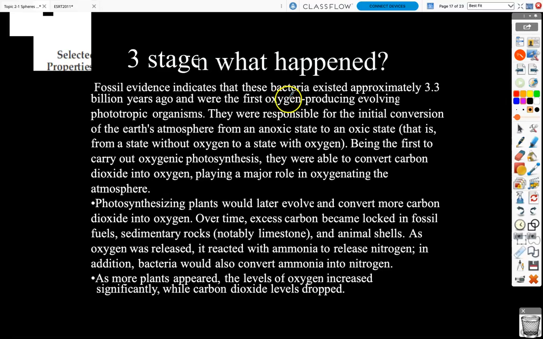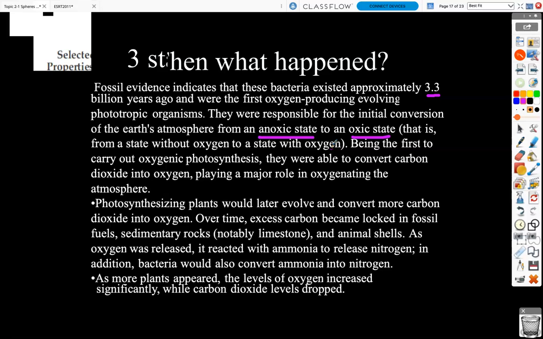Fossil evidence indicates these bacteria existed 3.3 billion years ago and were the first oxygen-producing phototrophic organisms. They were responsible for the initial conversion of our atmosphere from an anoxic state to an oxic state. So we went from no oxygen to now having oxygen. Oceans in the beginning were not blue. They were green. They got their blue as more oxygen started to develop. And then as that excess oxygen was in the oceans, that oxygen eventually came out of the water and went into the atmosphere, and that's what supplied our atmosphere with the oxygen that we needed.